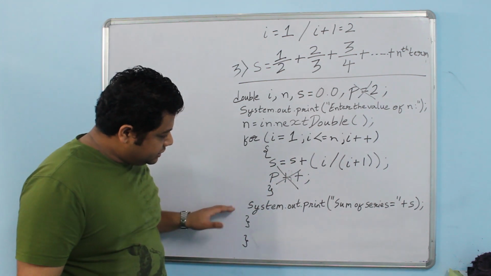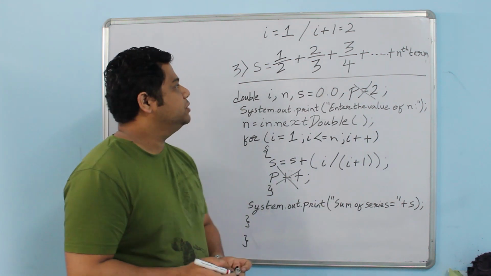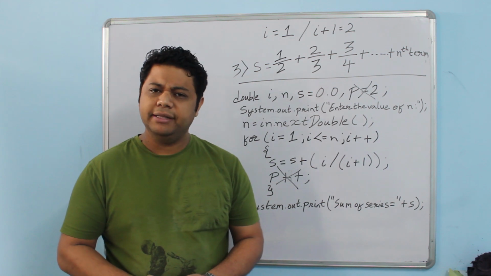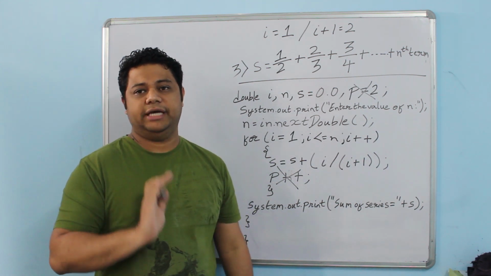So this program can be done in various ways and I have shown you 2 of them. Now, after everything is done, at the end we know we display the sum of series. So this is how we do the third program. You can use any method, both the methods are correct, whichever is suitable for you, use that.